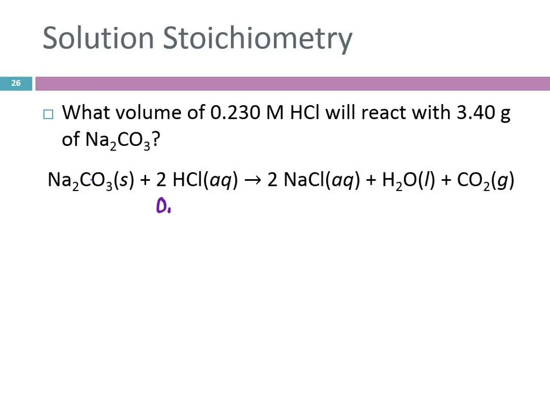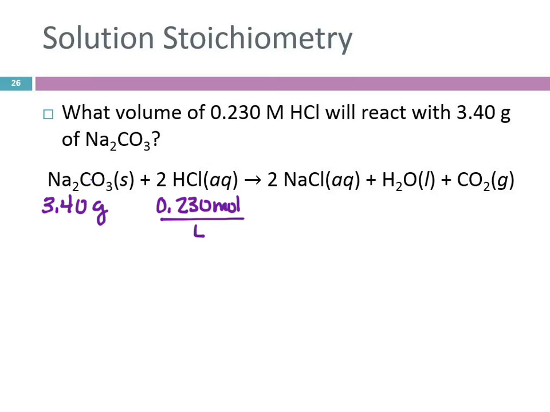So 0.230. The capital M, when you write it by hand, write moles over liters. Because then you see that's a ratio, that's a unit factor. And then 3.4 grams of sodium carbonate. So 3.40 grams of that guy.